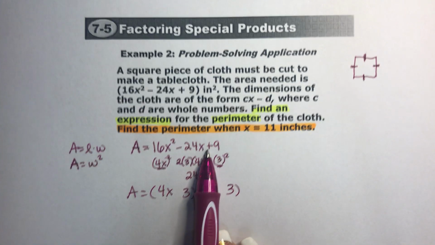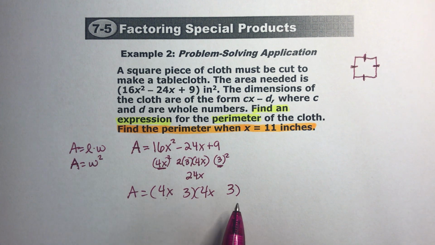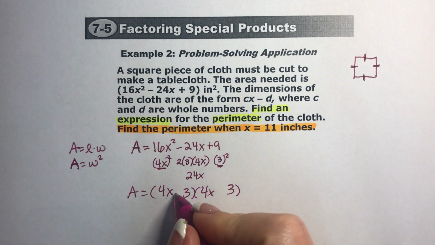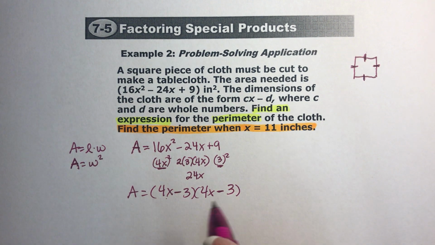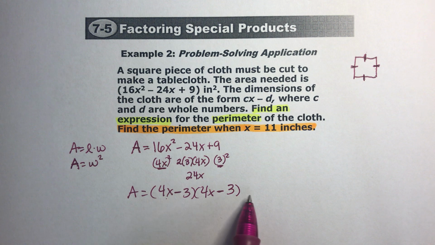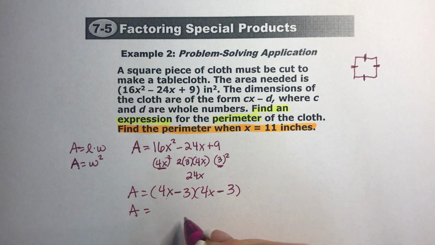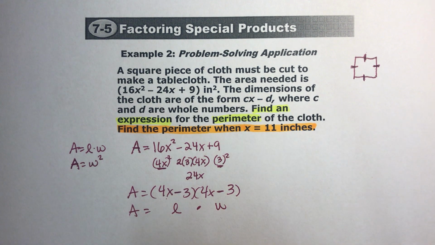And then what do I need? I know that I'm going to need a positive 9. To get a positive 9, my signs either both have to be positive or both have to be negative, and the middle term is negative, which means they both have to be negative. So my area is the quantity 4x minus 3 times the same thing, and it's a square, so that makes sense. So length times width: these are the dimensions. This is the length, this is the width of my square. They're the same. This is area, length times width.